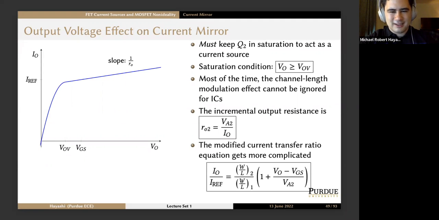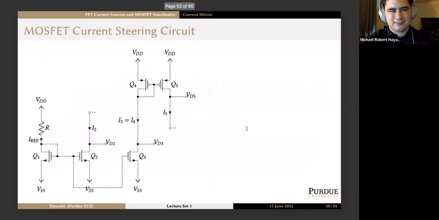The early effect does modify our current transfer ratio equation to be more complicated. Again, this would be the kind of thing you would expect to find on an equation sheet or in the pages of the test if it was needed. But the important thing is we must keep the second transistor in saturation mode, so the output voltage, measured at its drain, must be greater than the overdrive voltage for that transistor. We talked about this current steering circuit and how you could chain together multiple current transfer ratio equations to get currents in different places that we can use for biasing or loading other circuits.